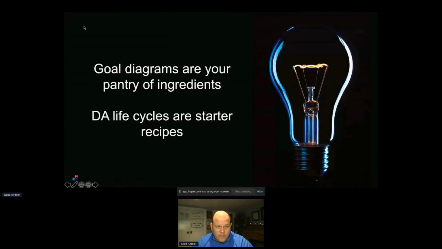So the goal diagrams are your pantry of ingredients, getting back to making dinner. Your life cycles are starter recipes. For example, if we decide to have lasagna tonight for dinner, we have a lasagna recipe, but I'm going to modify that to make lasagna that my daughter will eat. Call it like it is, right? There are certain vegetables she'll eat, certain vegetables she's not going to eat. So we have to modify the recipe, and as her tastes change over the years, our approach to making lasagna evolves, and that's okay.